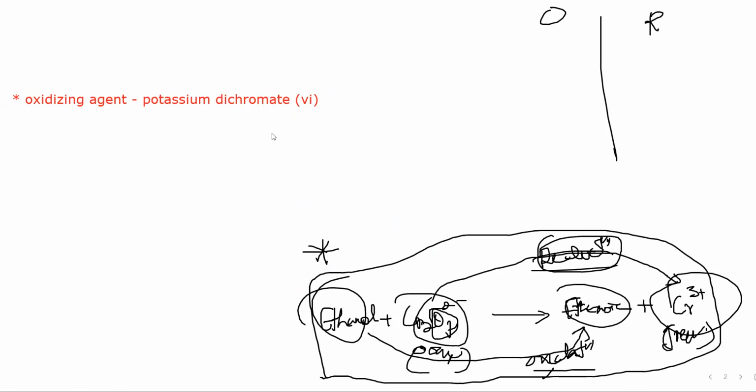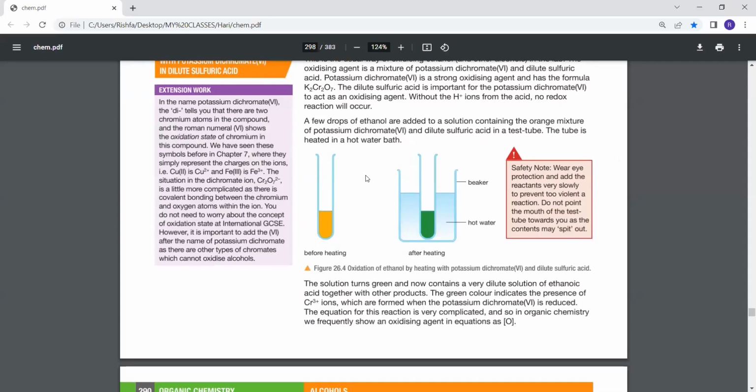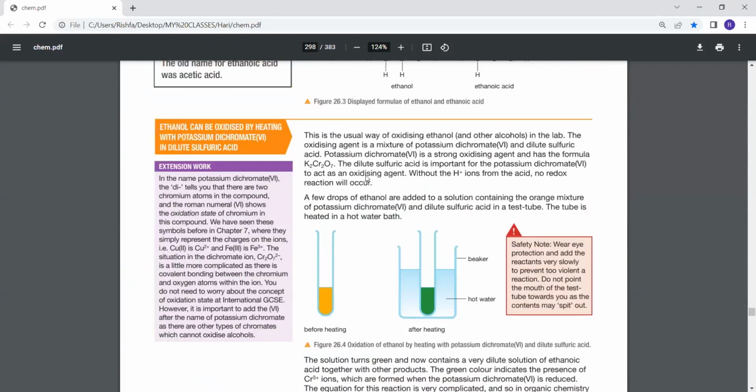Miss, what's the name for Cr3+? Chromium ions. Okay. Now, if they ask you the reaction for this, they will ask you this reaction. Okay, wait, before I come to that.